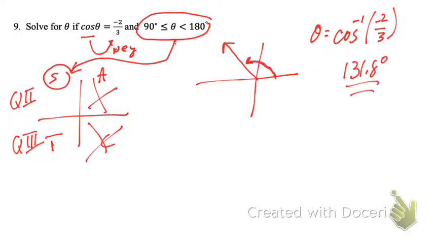Okay, so what did the calculator do? The calculator knew we needed to go to the second quadrant, so it did not give us this reference angle down here. It actually gave us our answer of 131.8 degrees. Okay, so I hope this is clearing some things up in this section.